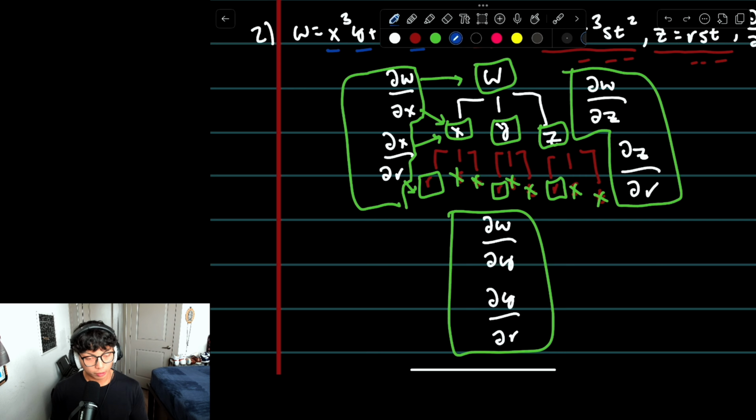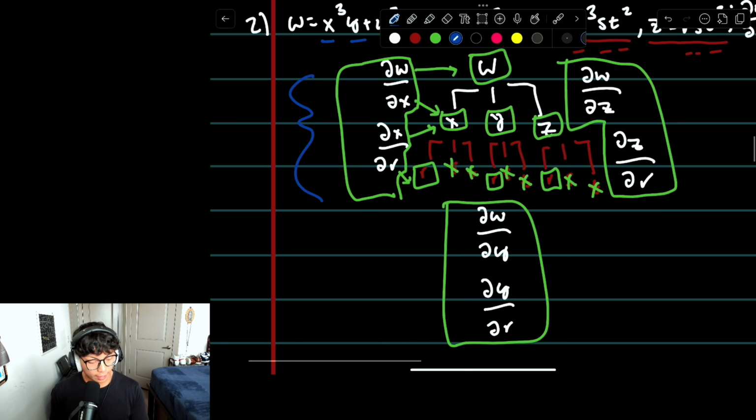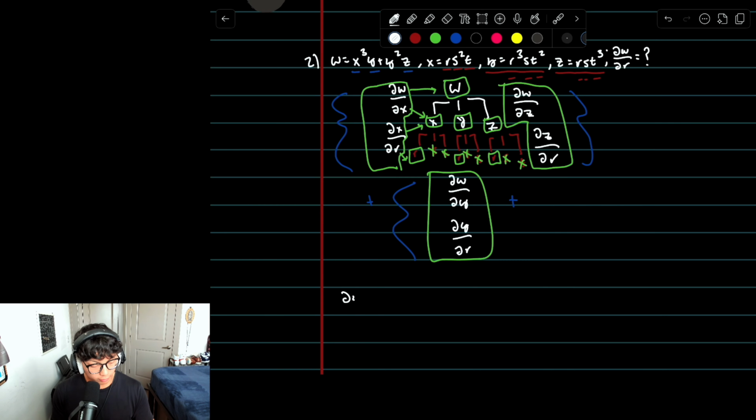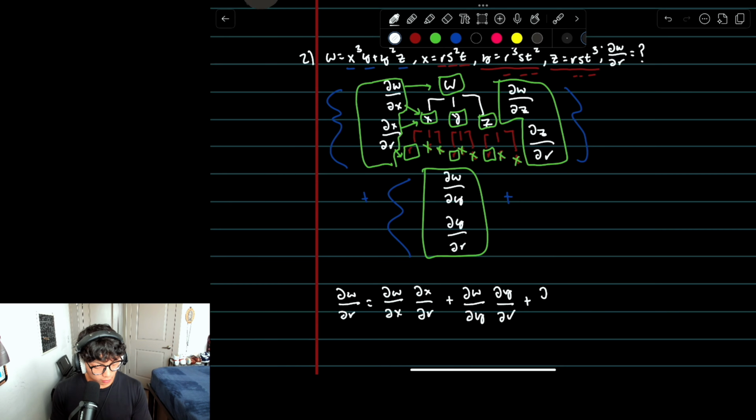So now we're going to multiply these two together and add it to the multiplication of these two together, and add that with the multiplication of these two together. So our del of w over our del of r equals the del of w over the del of x times the del of x over the del of r plus the del of w over the del of y times the del of y over the del of r plus the del of w over the del of z times the del of z over the del of r.